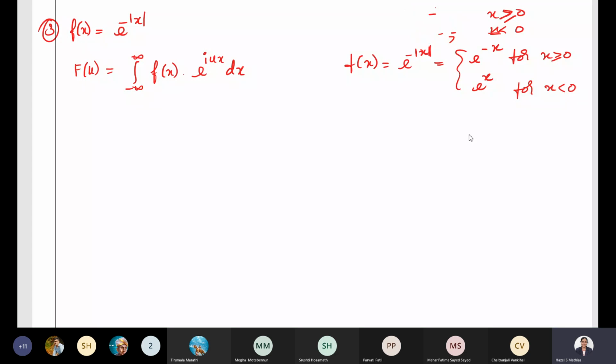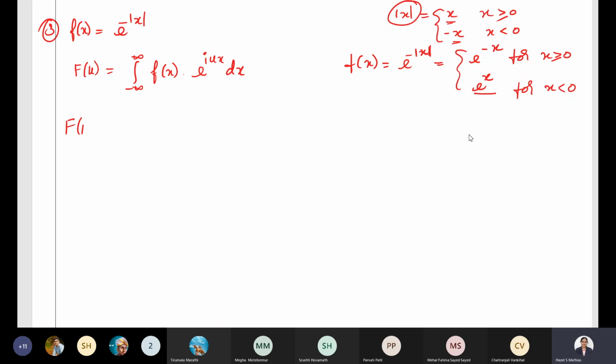But always remember how mod x is defined. Mod x is defined to be positive for all the values of x greater than or equal to 0, and it is negative for the values of x less than 0. But modulus of any number is always positive, but it is defined this way. For x greater than or equal to 0, mod x is plus x, and for x less than 0, mod x will give you the negative of it. So f of x is given to be e power minus mod x. That's why we will take it as e power minus x for x greater than or equal to 0, and e power minus of minus x, which is e power plus x for x less than 0.